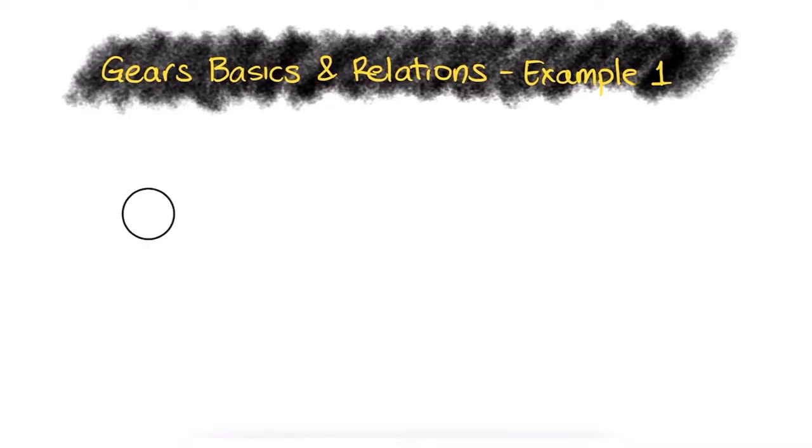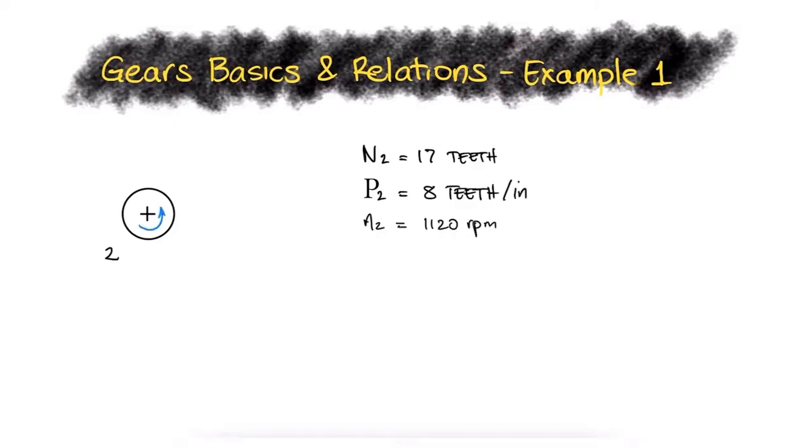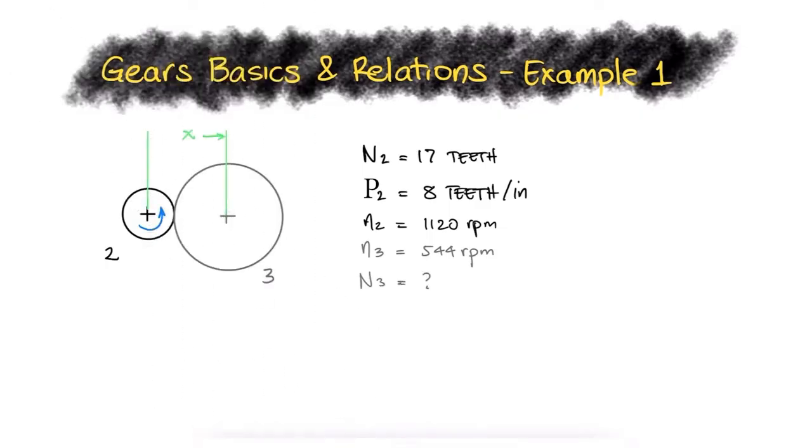A 17-tooth spur pinion has a diametral pitch of 8 teeth per inch, runs at 1120 revolutions per minute, and drives a gear at a speed of 544 revolutions per minute. Find the number of teeth on the gear and the theoretical center-to-center distance.